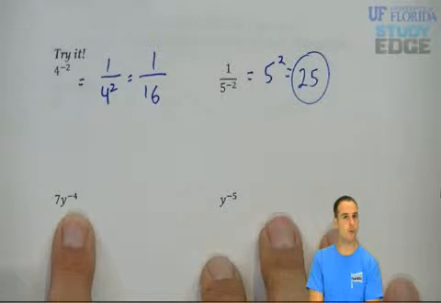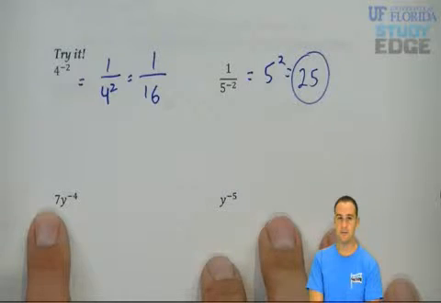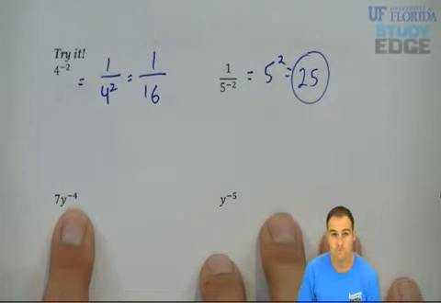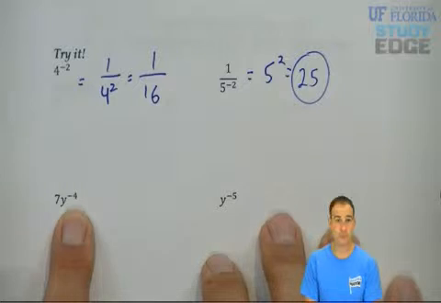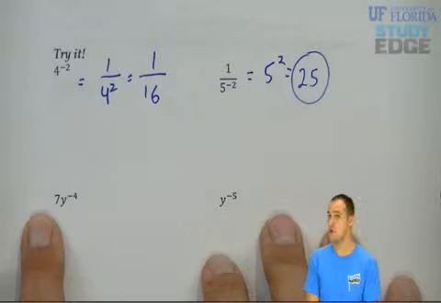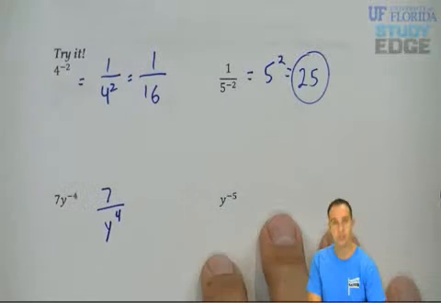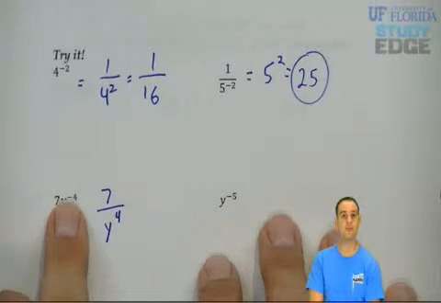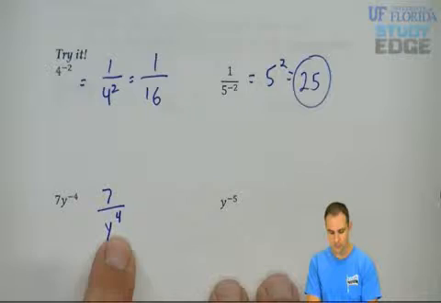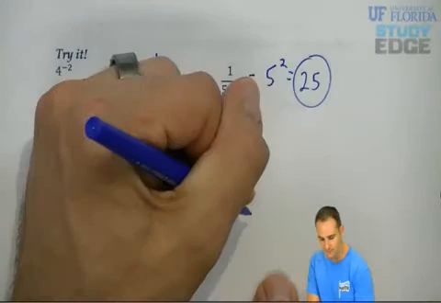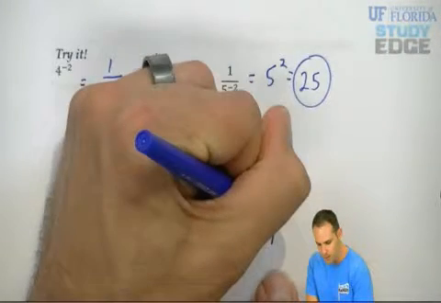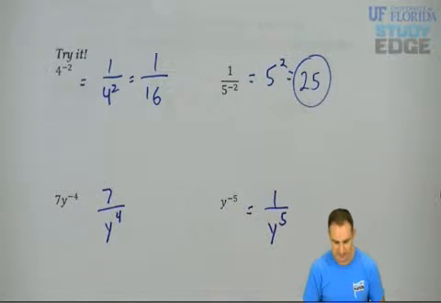7y to the negative 4. Is the 7 being raised to the negative 4? No. Why not? Because remember, is it in parentheses? No. So that means it would just be 7, and y to the 4 would go to the denominator. Y to the negative 4 in the numerator becomes y to the positive 4 in the denominator, just like y to the negative 5 in the numerator becomes 1 over y to the 5 in the denominator.